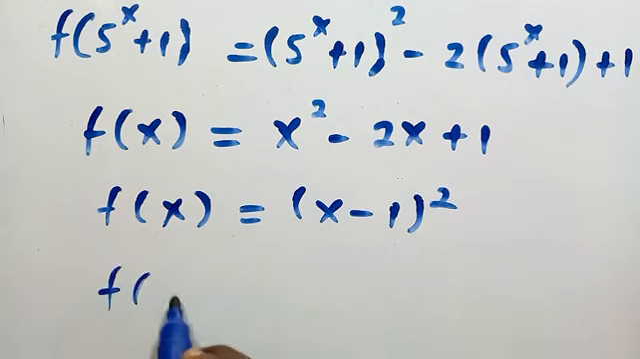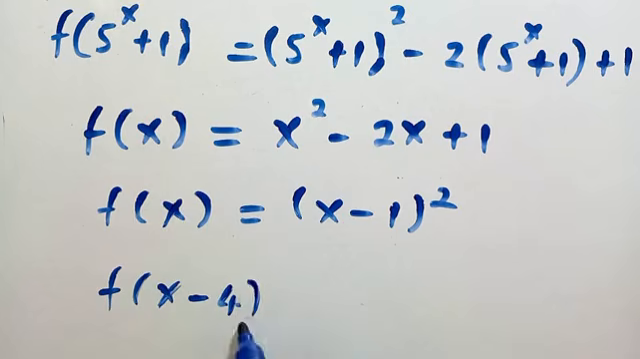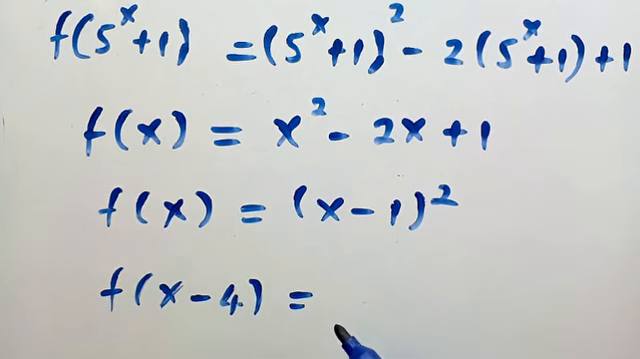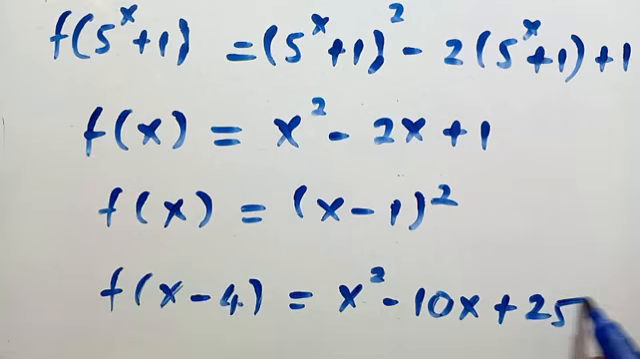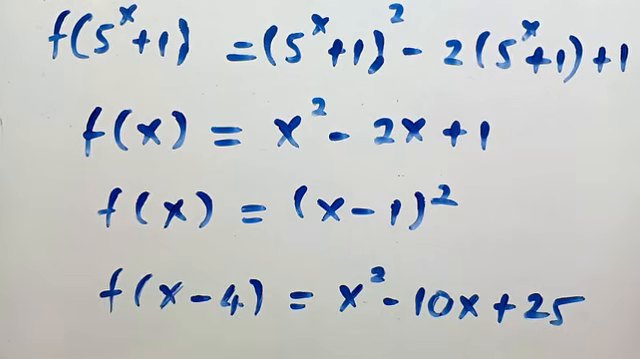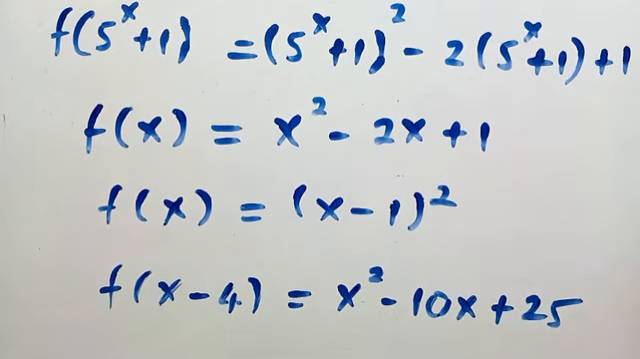And when we do that, we are going to have the result as f of x minus 4 equals what we have above in the question, x squared minus 10x plus 25. So this is how we solve this problem using 2 different methods, and we arrive at the same answer.